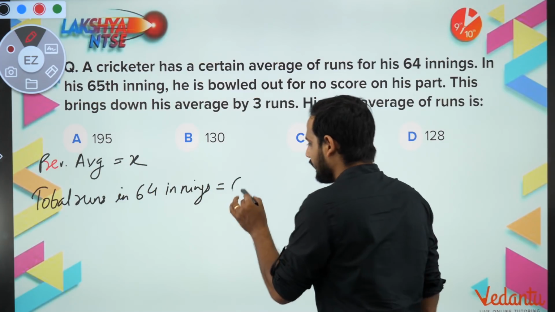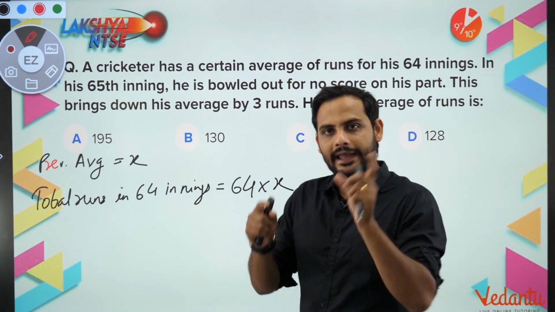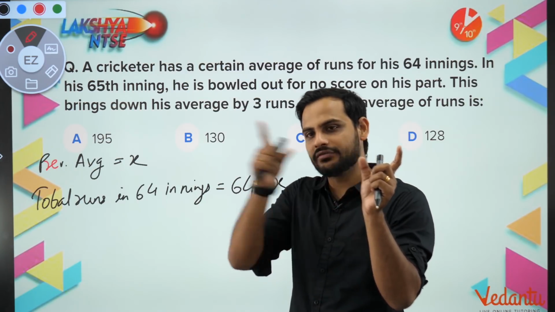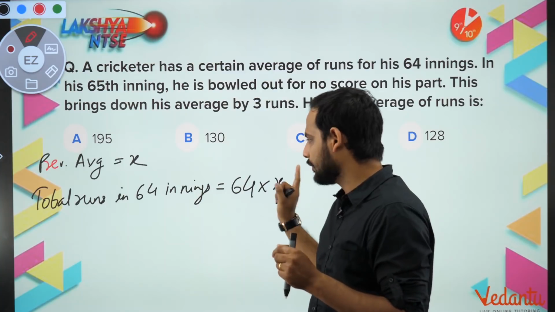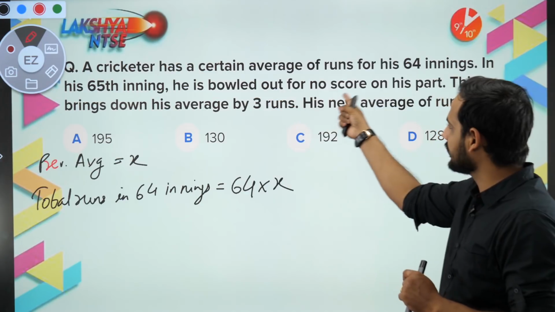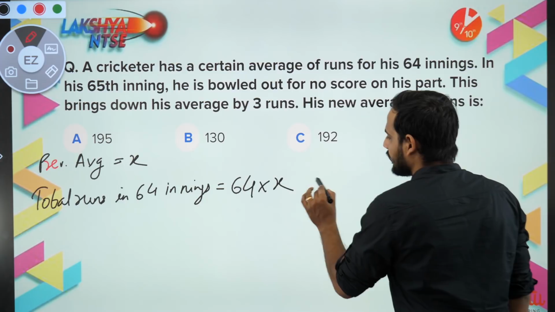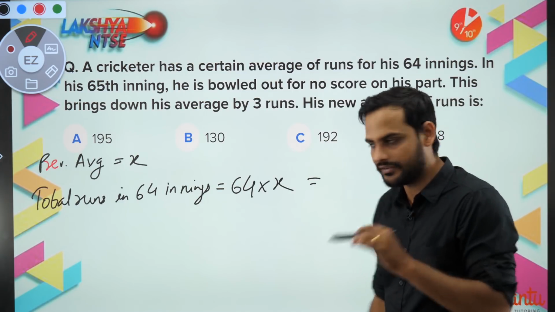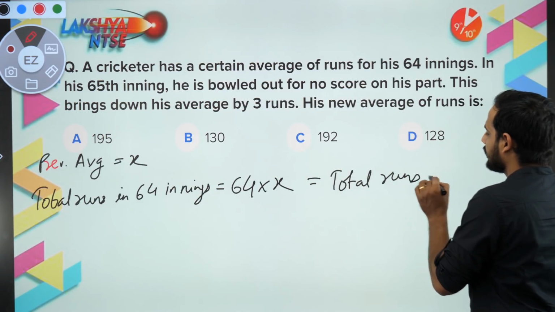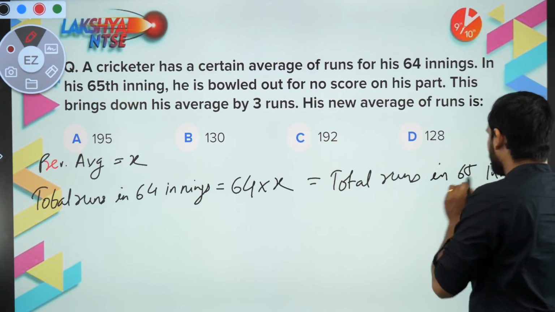64 into X. Correct? Or you can say total runs will be equal to, average is equal to total upon number of observations. So number of observations into average will give you total. So 64 into X is the total runs in 64 innings. Now in the 65th inning he got bowled out for no score, that means 0 runs. So 64X is also the total runs in 65 innings, because no run was added.